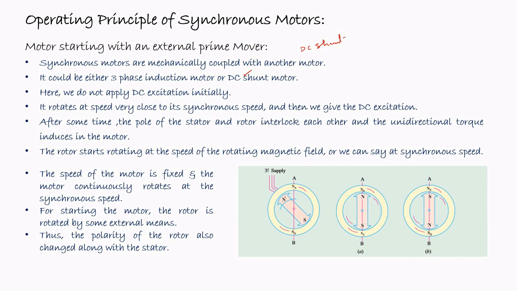Once the rotor rotates at a synchronous speed, then the DC supply is given to the rotor winding, so the magnetic field will be produced in the rotor. After some time, the magnetic field of the stator and the magnetic field of the rotor will be interlocked with each other. Once this situation is achieved, which is called the synchronization, the prime mover is disconnected from the rotor and the rotor will continue to rotate because of the interlocking with the stator magnetic field.